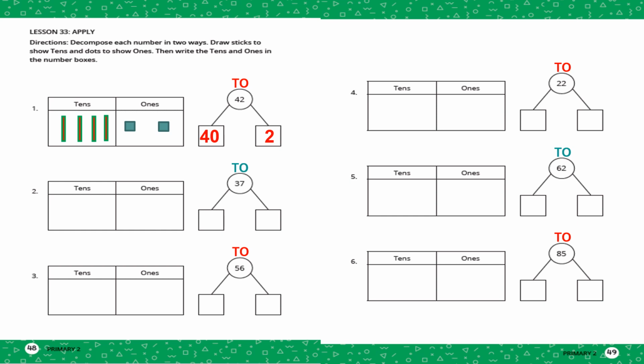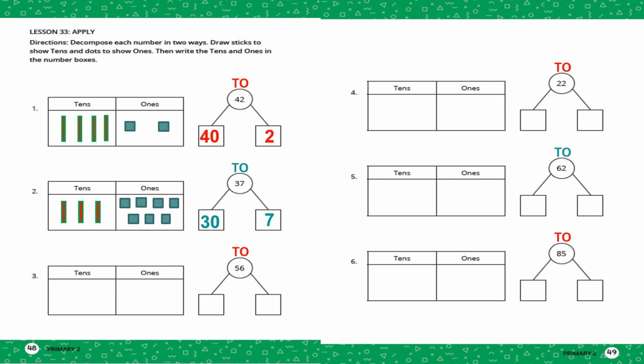Number 2, 37. Let's draw sticks in tens and small squares in ones. How many numbers do we have in tens? 3. So we will draw 3 sticks in tens box. How many numbers do we have in ones? 7. So we will draw 7 small squares in ones box. Let's decompose 37. 3 in tens, it will be 30. 7 in ones, it will be 7 as it is.